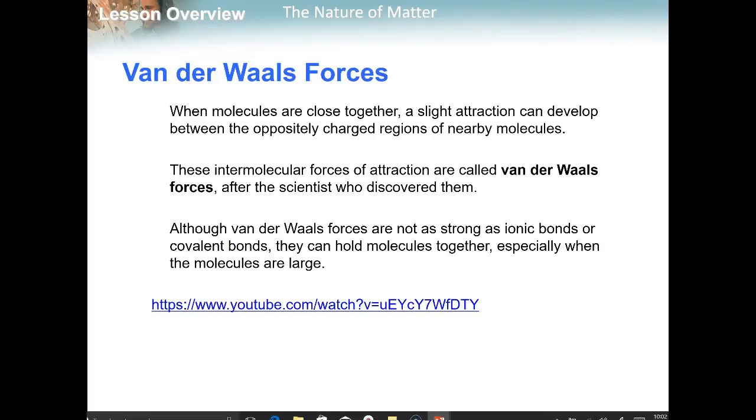The important thing to know is these are intermolecular forces. They're not between the electrons. And they're named after the scientist who discovered them. They're a very slight attraction, so they're not as strong as ionic or covalent bonds, and they can hold molecules together, especially when we're talking about large molecules such as the gecko and a wall or a glass.